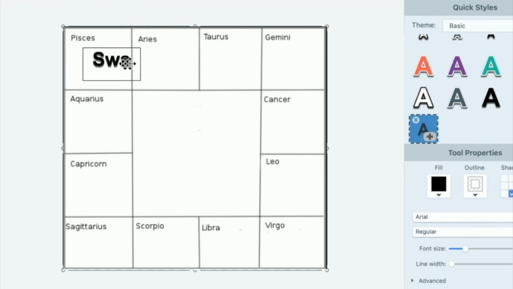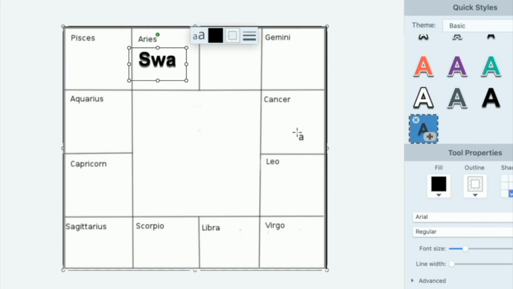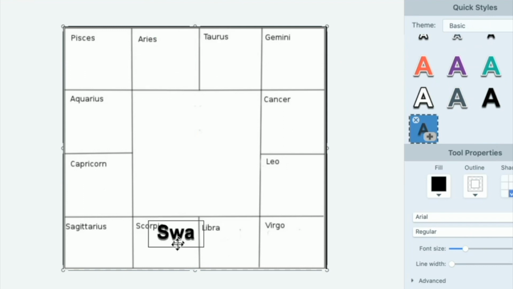And Nietzsche is debilitated. So it will be exalted in Capricorn. So right away, you guys should know these 4 signs are attributed in connection to Mars. Mars will be Swa in Aries or Scorpio, and it will be Nietzsche in Cancer or Capricorn.